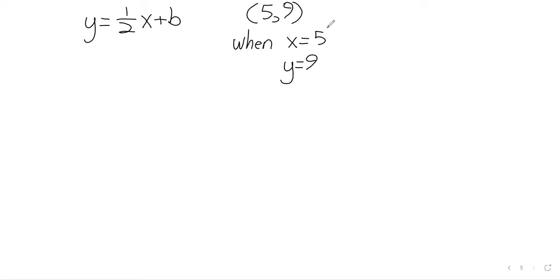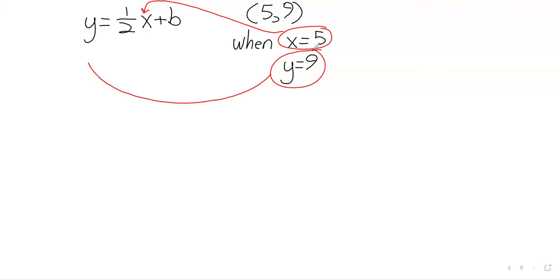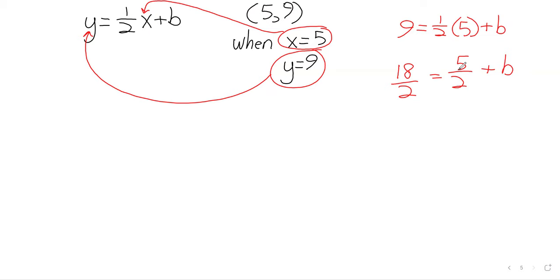And you can then say, okay, when x is 5, y is 9. So 9 is 1/2 times 5 plus b. I'm taking the x coordinate and the y coordinate, and I'm plugging them right into this slope-intercept form. 9 is 5/2 plus b. Subtract that 5/2 from both sides. 13 over 2 equals b.